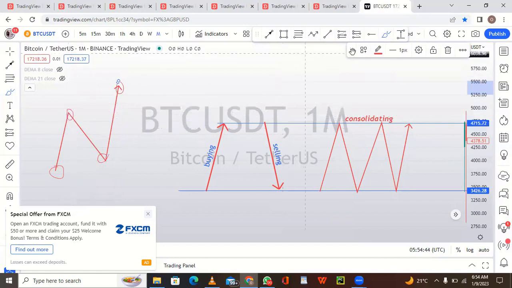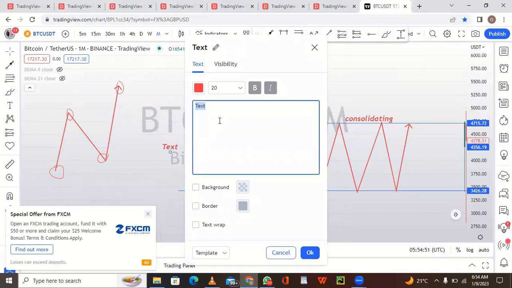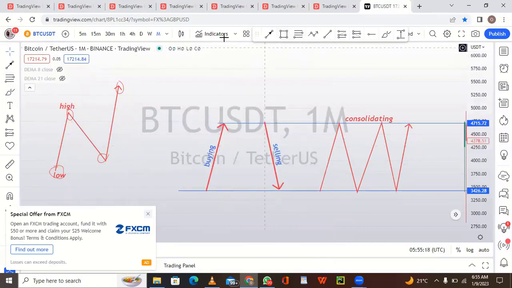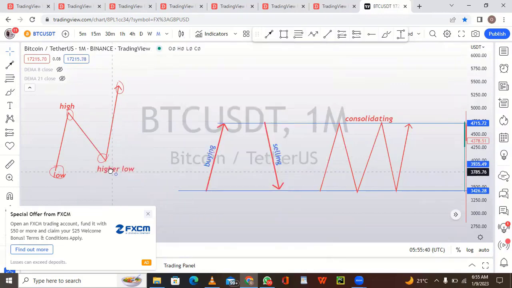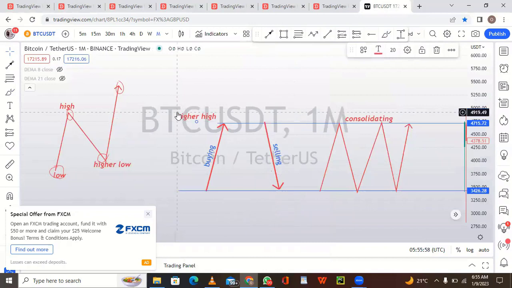Just to label it for you to understand, this particular leg is known as the low. This is the high. This is a higher low. And this part is known as the higher high. So this is how a bullish market looks.